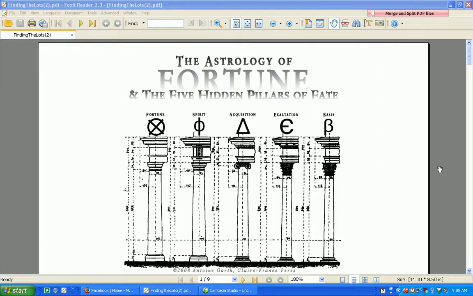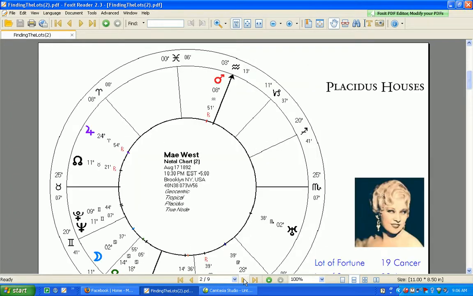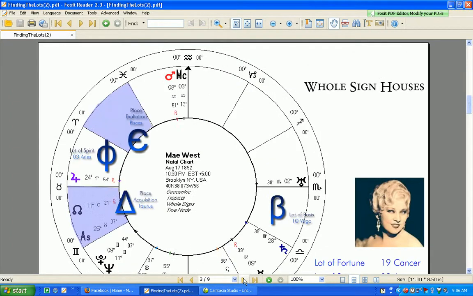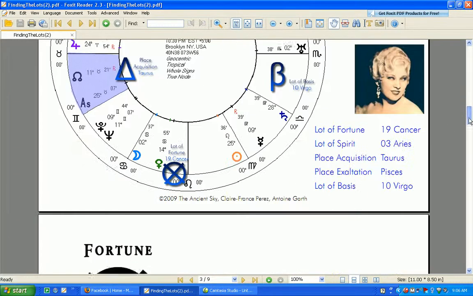This is a follow-up presentation on finding the 5 pillars in a chart. We just had a webinar on the subject, and I thought I would do a little bit of a follow-up on how to calculate the 5 pillars. We're going to work with Mae West's chart. Actually, we have the chart here.